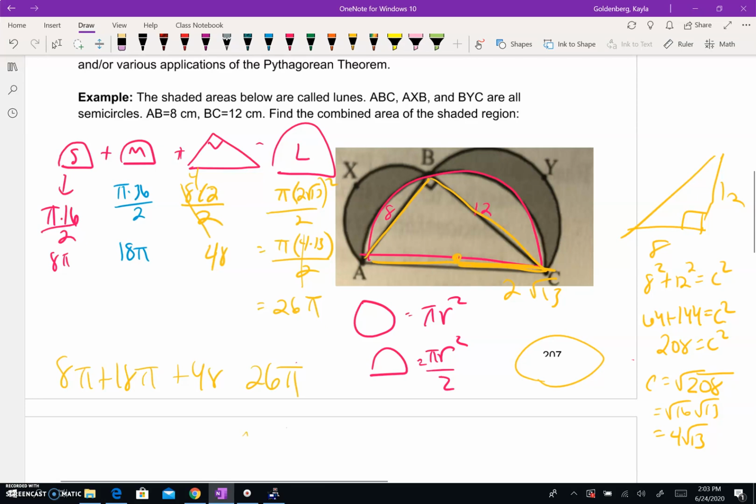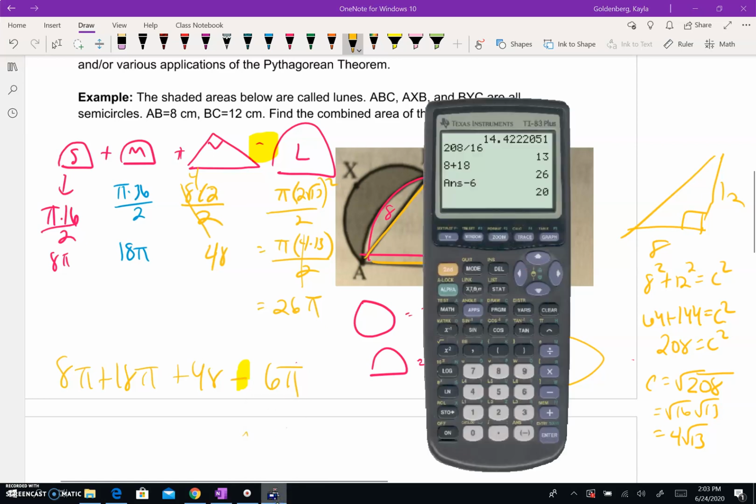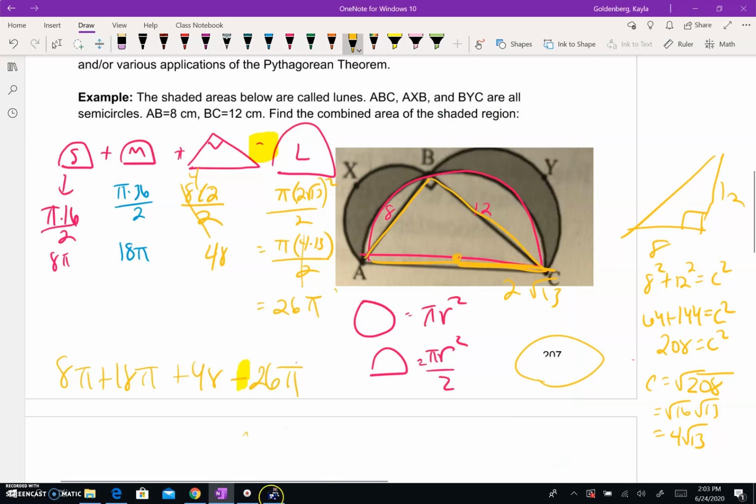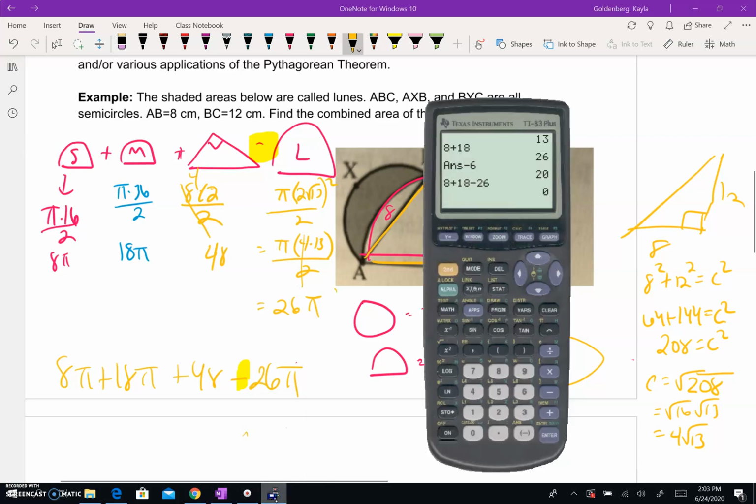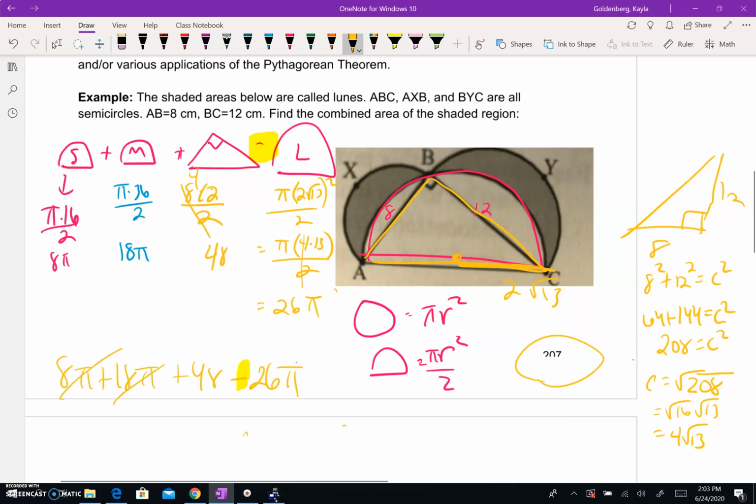Oops, sorry. Minus, that's coming from up here, that minus sign, because we want to combine everything and then take out the middle part that we don't want. 8 plus 18, and then we're going to do the minus 26. Oops, and don't know where the 2 went there. Which actually makes 0, which is really interesting. So these all perfectly cancel out, and it becomes 48 centimeters squared is our final answer.